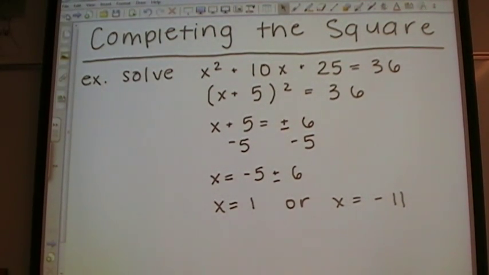All right, completing the square. First example, solve x squared plus 10x plus 5 equals 36.